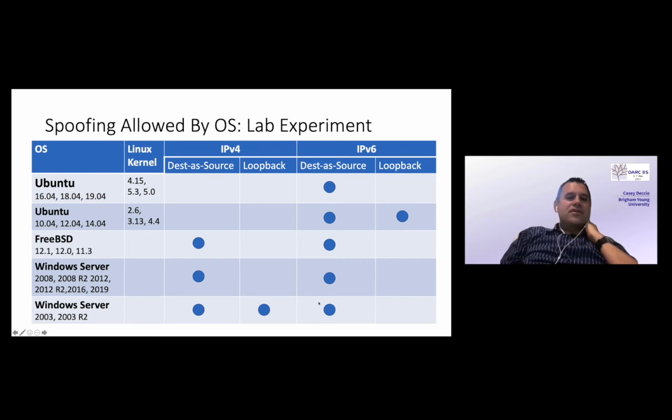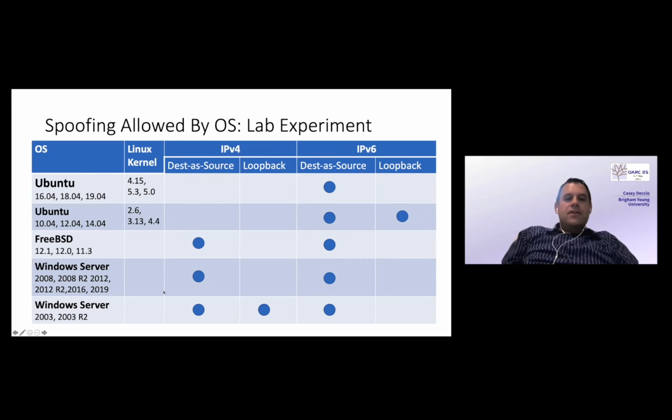That's super interesting. Also of note, all of the operating systems on the IPv6 side allow in a packet that has the same source address as the destination address. So the kernel is actually allowing those in and passing them up to the application layer, which was really surprising to us.